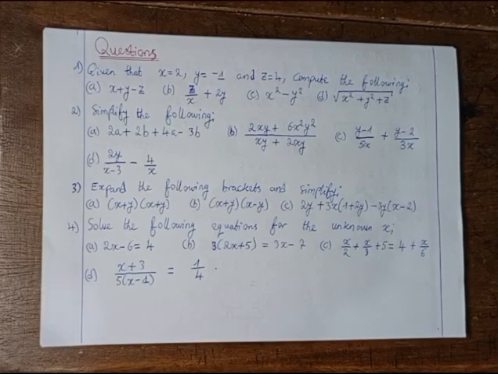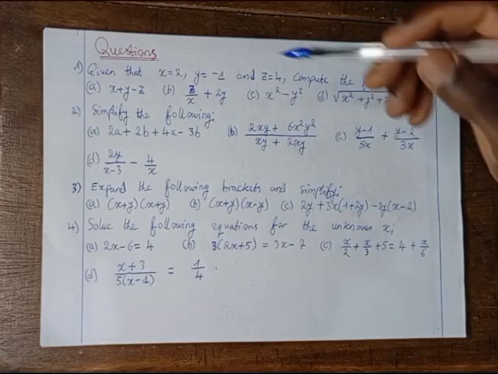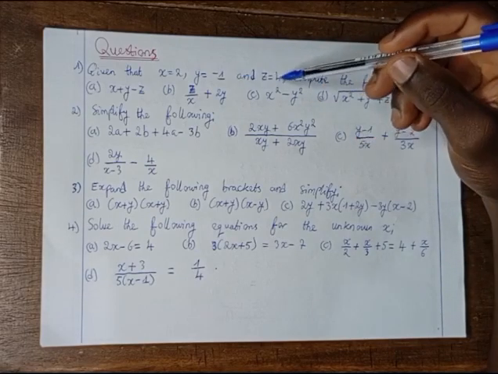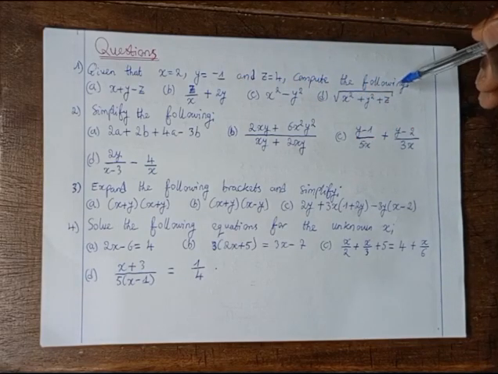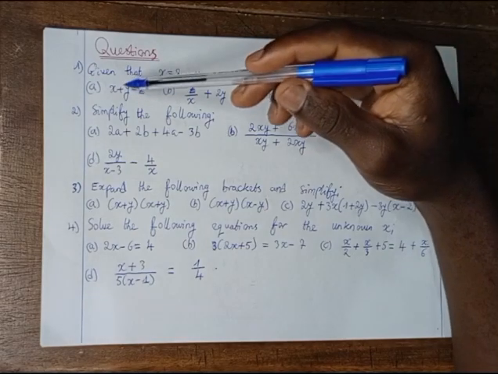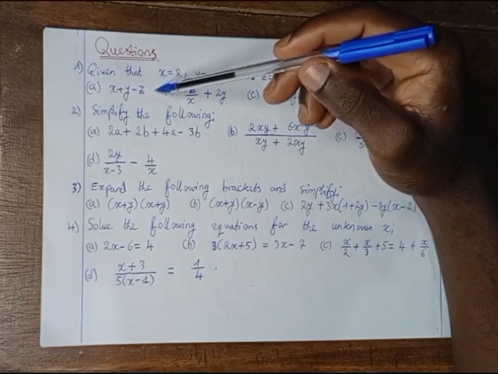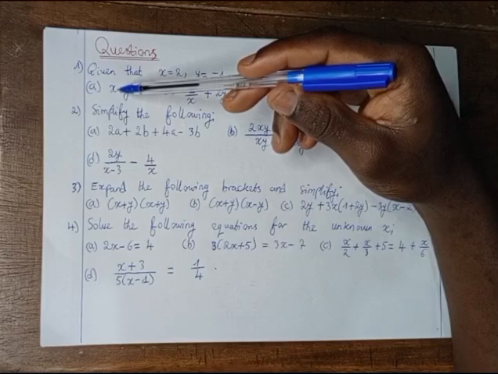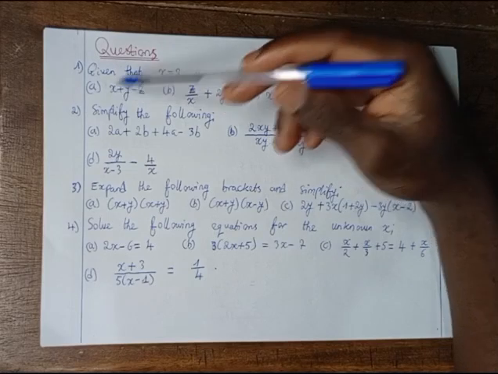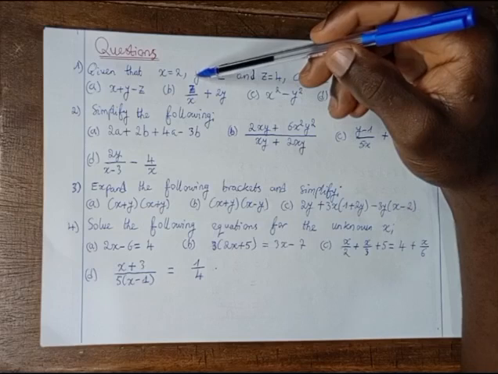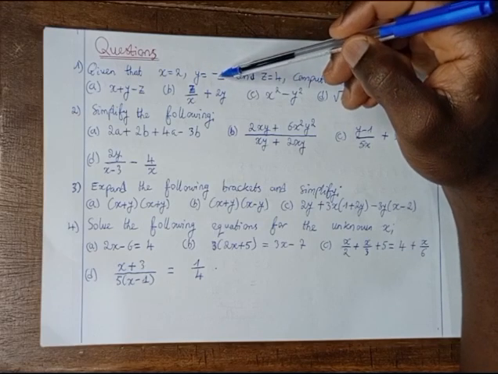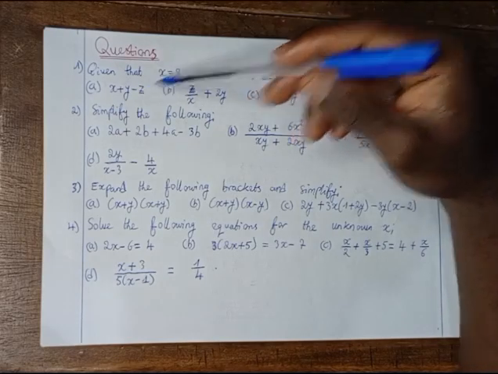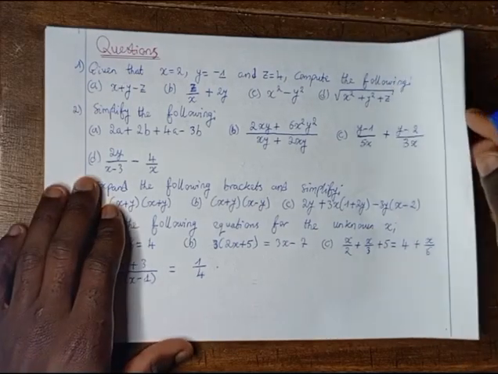We have the following questions to answer. Question 1 says, given that x equals 2, y equals -1, and z equals 4, compute the following. For A, we have x plus y minus z. We are simply going to replace x with the value 2, y with the value -1, and z with the value 4. We take the solution.